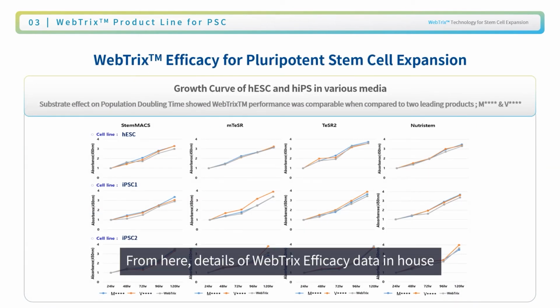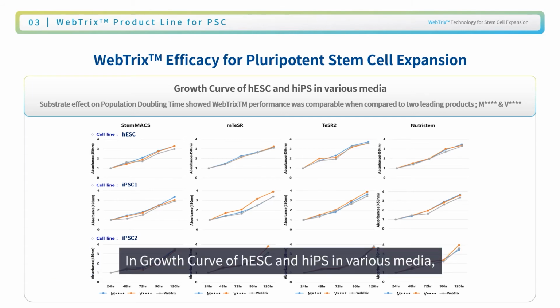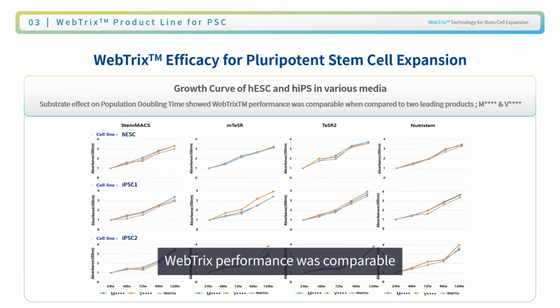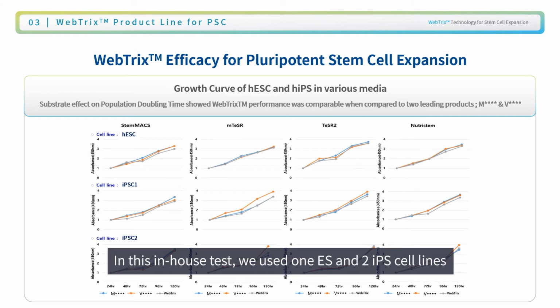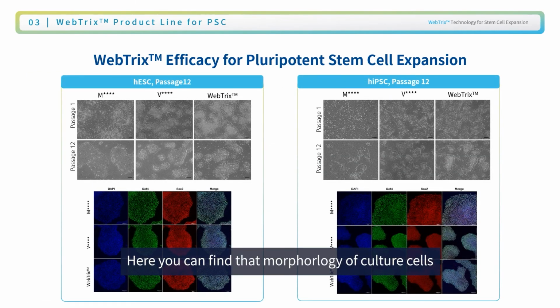From here, details of Webtrix efficacy data in-house or from customers' evaluation for stem cell expansion will be represented in growth curve of HESC and hiPSC in various media. Substrate effect on population doubling time showed Webtrix performance was comparable when compared to two leading products, M and V. In this in-house test, we used 1 ES and 2 iPS cell lines and 4 media, which are StemMax, mTeSR, TeSR2 and Neuristem. Here you can find that morphology of cultured cells on Webtrix surface in passage 12 was almost same to that in passage 1.